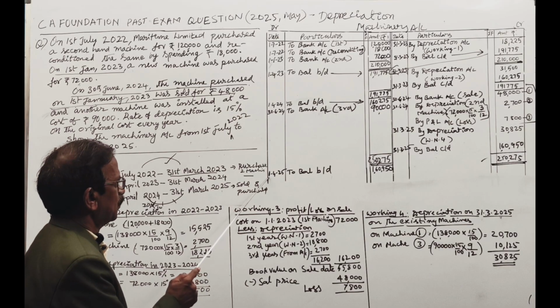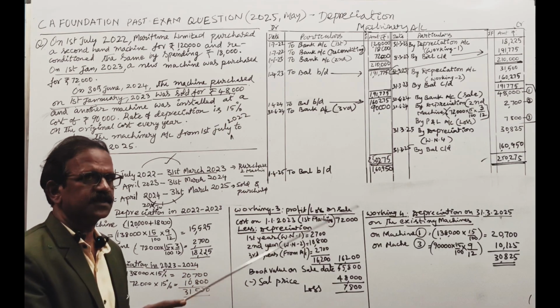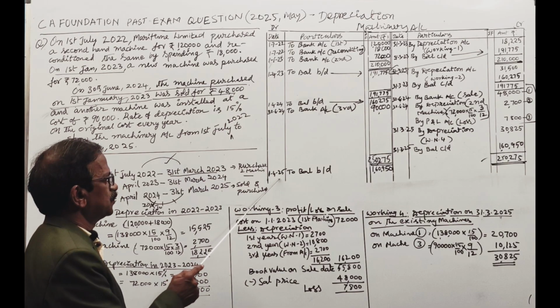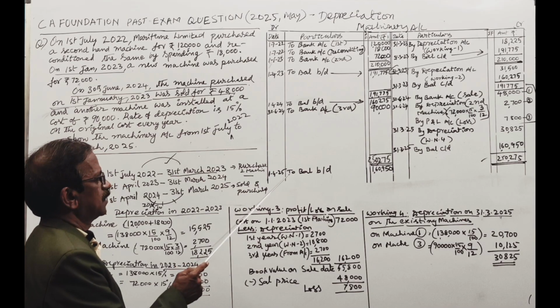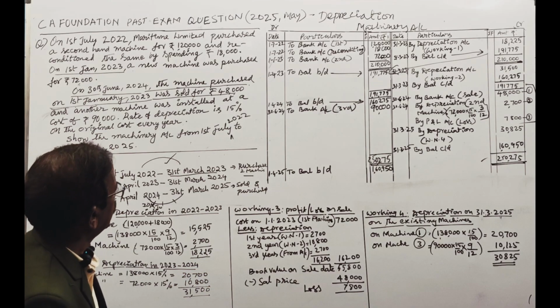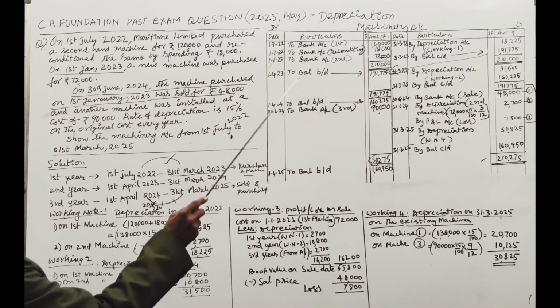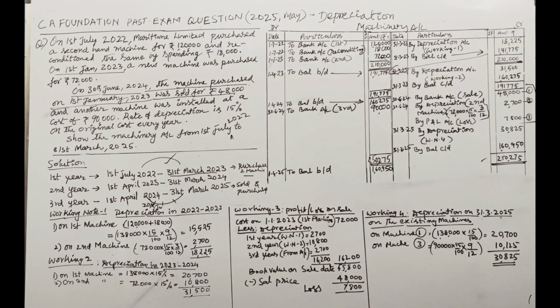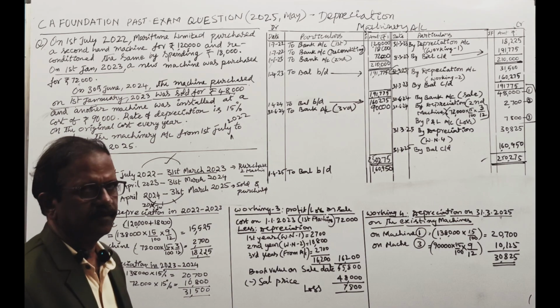This 1,60,950 will be written as the opening balance of the next year, that is 1/4/2025, as balance brought down. So this is the way you should prepare the machinery account and these working notes. Without working notes, marks will not be given.